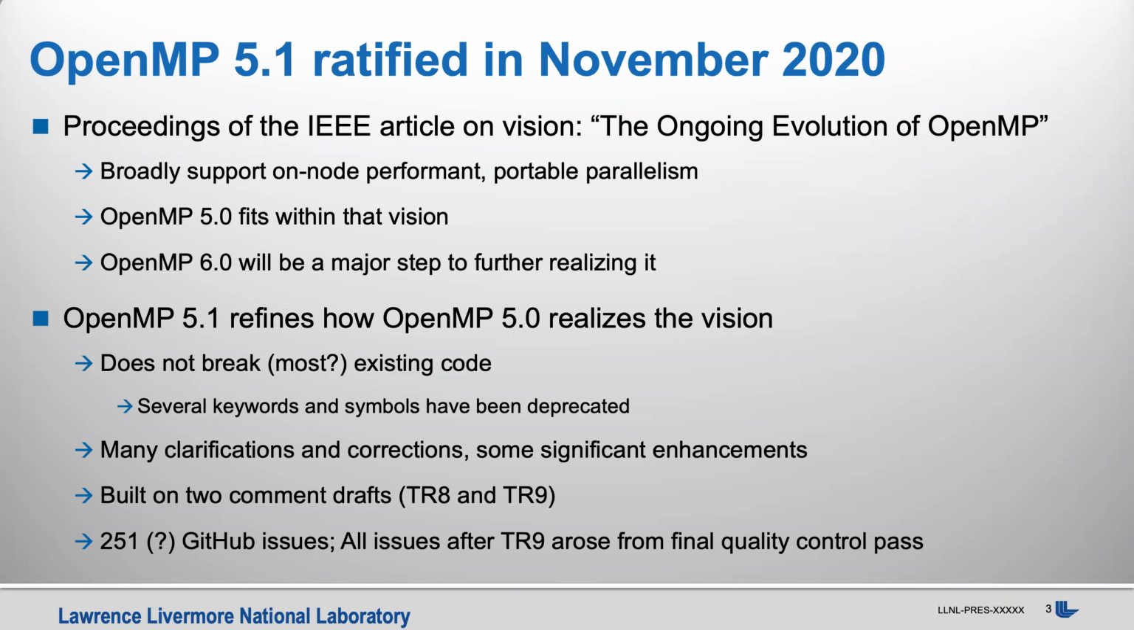As I mentioned, this is a little bit anticipatory because we're anticipating that it will be ratified in November 2020. I'll tell you more about the process, but I'm very confident that it will be. So OpenMP 5.1 is the latest version of the OpenMP specification.